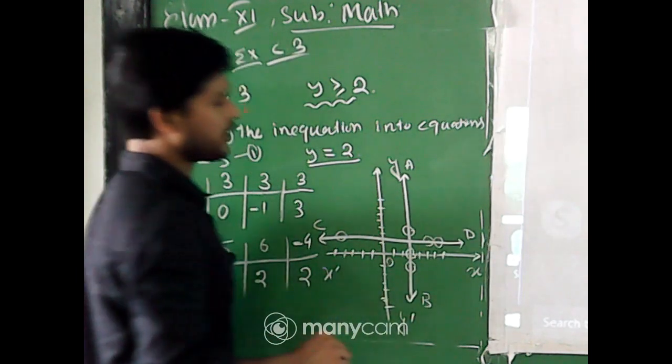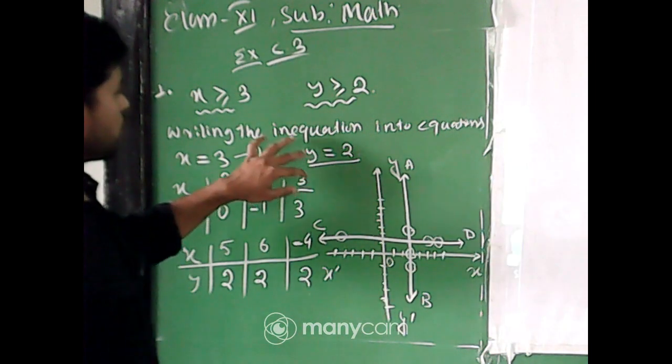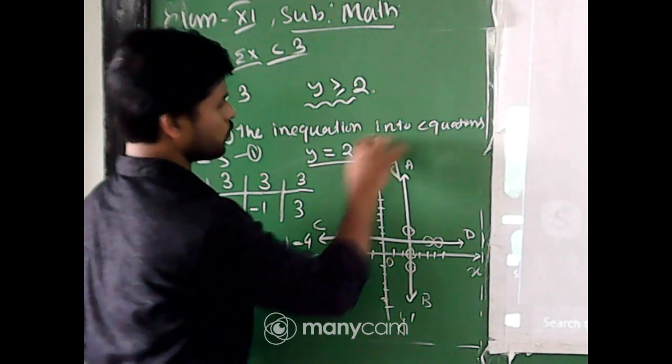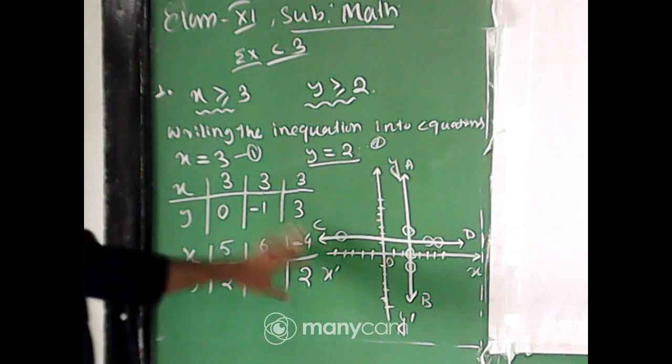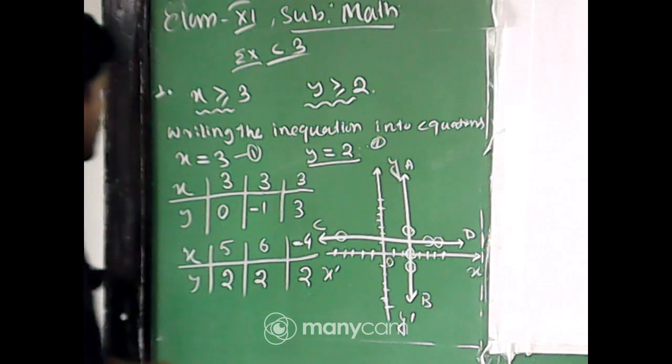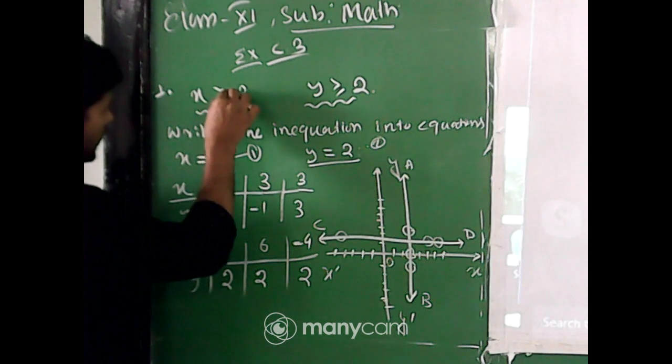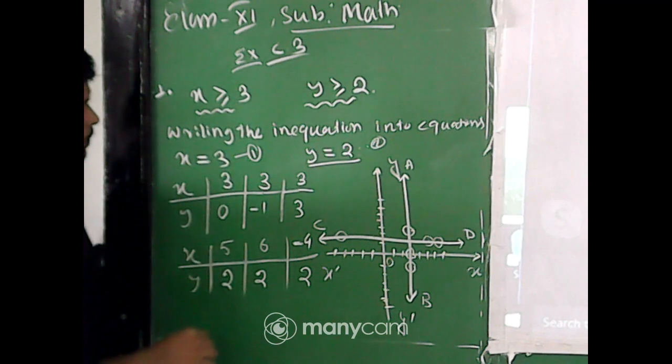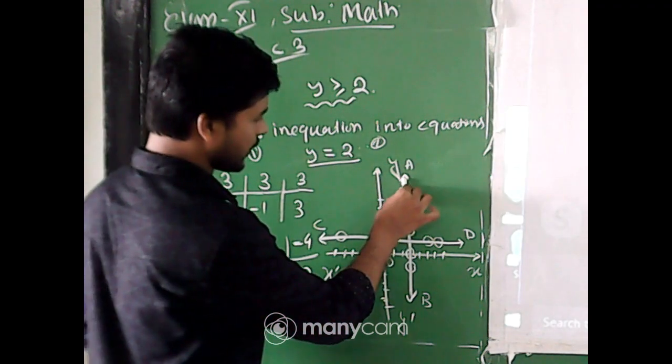So CD is the line representing equation number 2. Up to this we have done. Now we have to find out the region. Now look, what is this? It is the greater than or equal to sign, and this is the line.